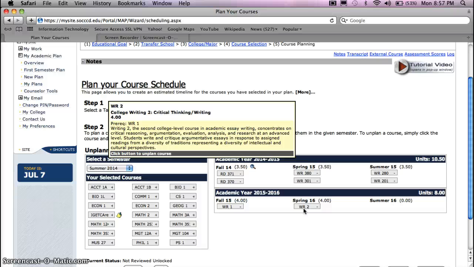Now that we saw that, let's go ahead and populate our plan. So I always recommend first populate your English classes. Secondly, populate your math classes.